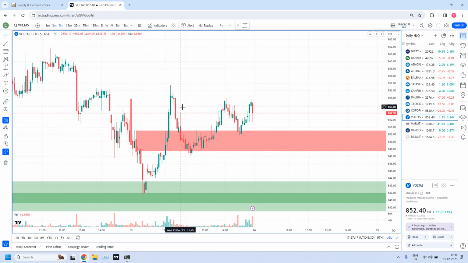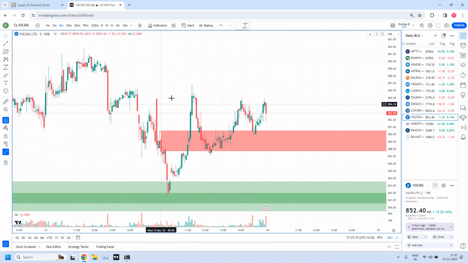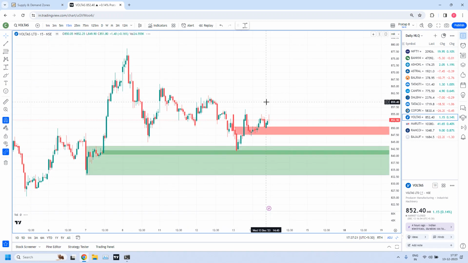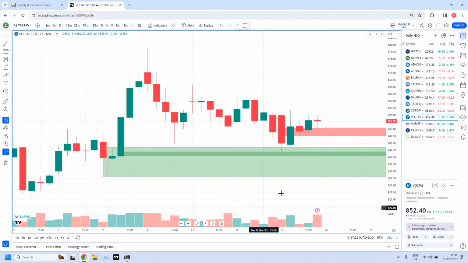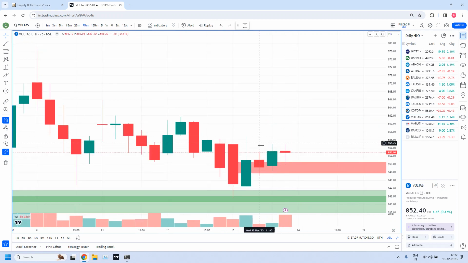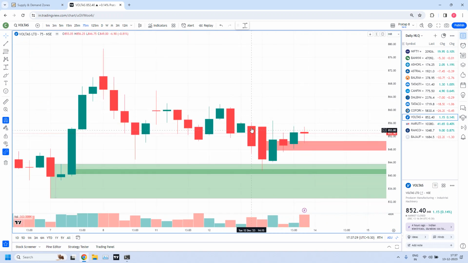This zone is violated and further it moved up and it reached the next targets. It even reached the 75 minutes target. See, we have a drop, base, drop. So even this target it reached.